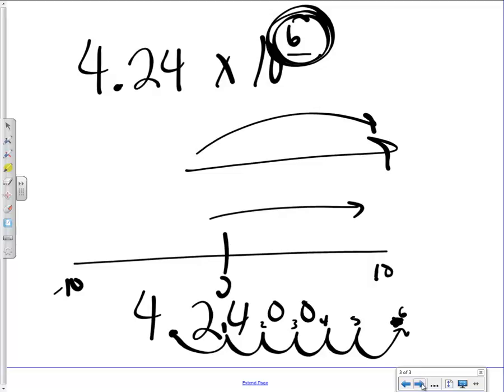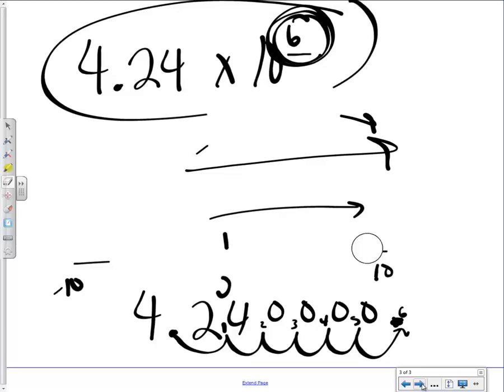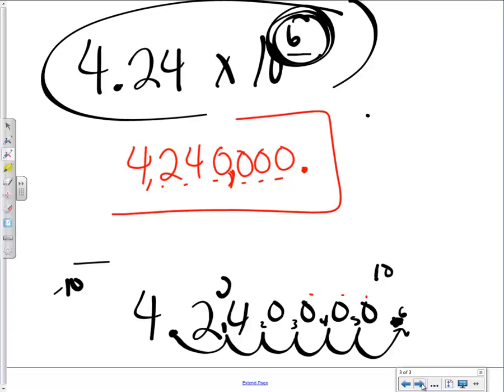And what goes in these blanks? Zeros. They're placeholders. So if I change this problem from scientific notation to a decimal number or to a whole number, my final answer for this one is going to be 424 with 1, 2, 3, 4 zeros. And then we put in our commas and put in our decimal. Commas go between the numbers every 1, 2, 3, comma, 1, 2, 3, comma, okay? But your decimal will go at the very end. So this is my final answer.